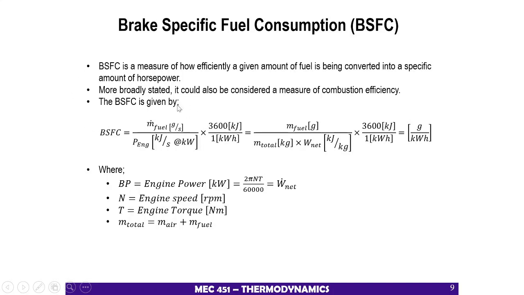The mass of fuel divided by your engine performance in kilowatts times the time. This is the unit conversion. So at the end you get the units: BSFC is in grams per kilowatt-hour.